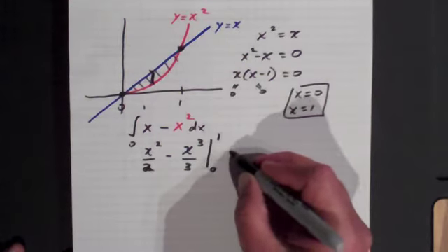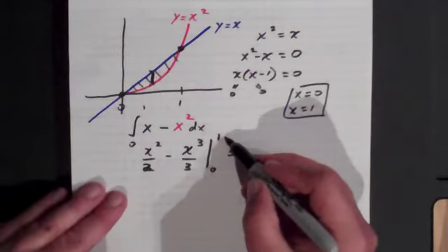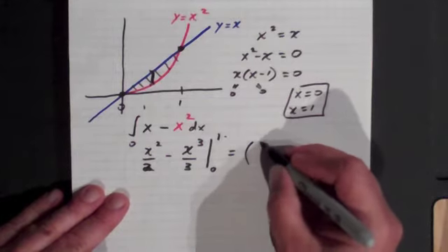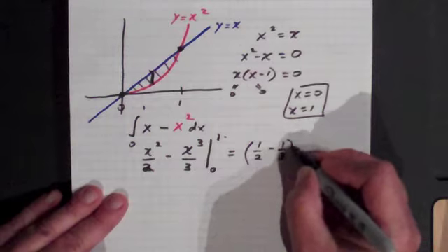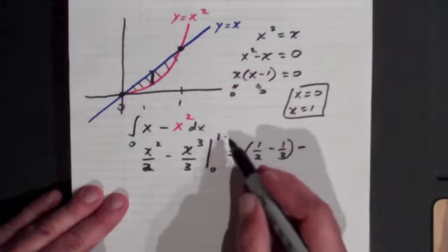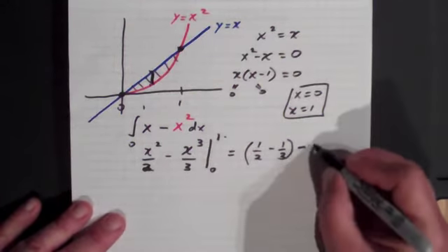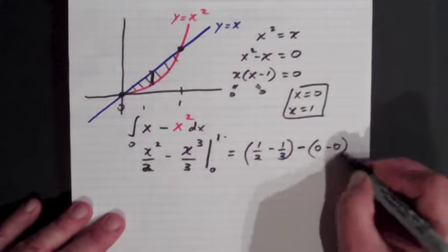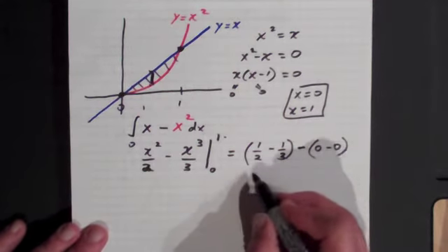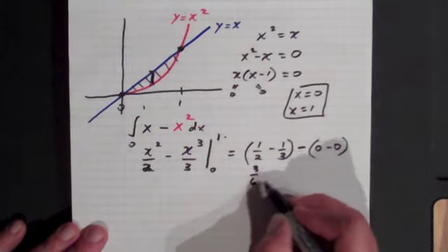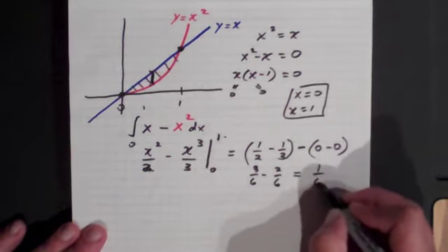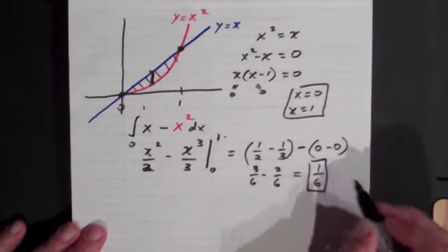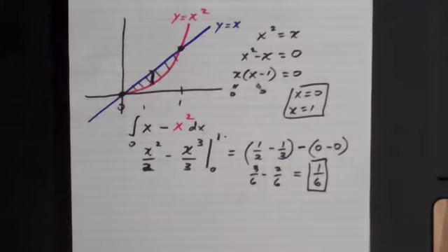Fundamental theorem of calculus states you plug in your upper bound first. So if I put in a 1, I believe I get a 1/2 minus 1/3. Then minus, you always do upper bound minus lower bound. If I put in 0, I believe I get zeros. Finding a common denominator, 3/6 minus 2/6 means that the area bounded between these two curves, bounded 0 to 1, is 1/6. Area is always positive.